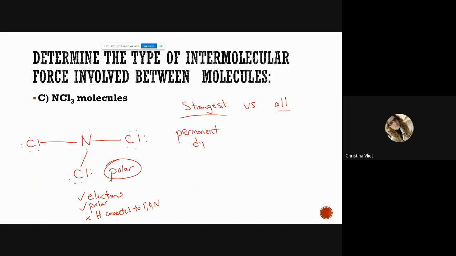But all of our forces would be dispersion and, just to make that distinction clear, if it has a permanent dipole, it also always has dispersion. Everything has dispersion forces, except for H+.